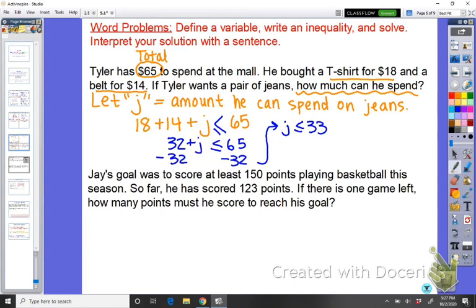So a very important part of solving inequalities is to interpret this solution correctly. So what does this mean? So J represents the amount that he can spend on the jeans. So J has to be anything less than or equal to $33. So we're going to say that Tyler can spend no more than $33 on a pair of jeans.